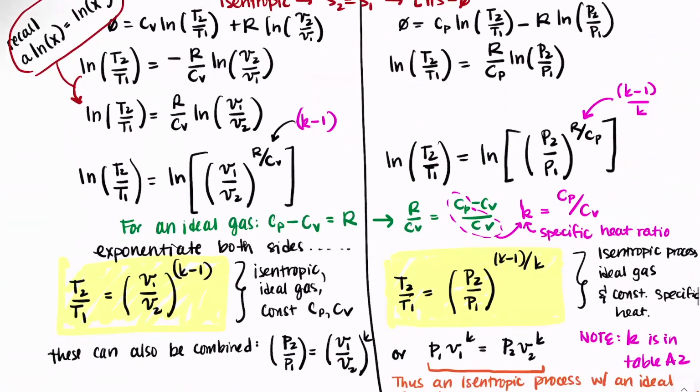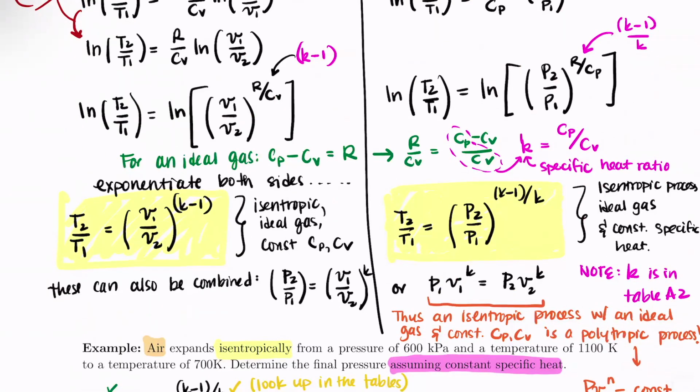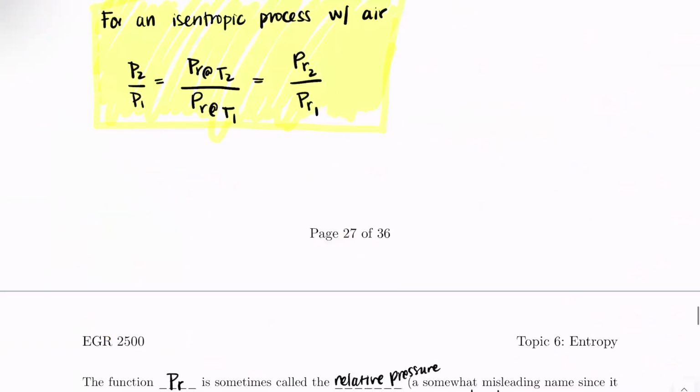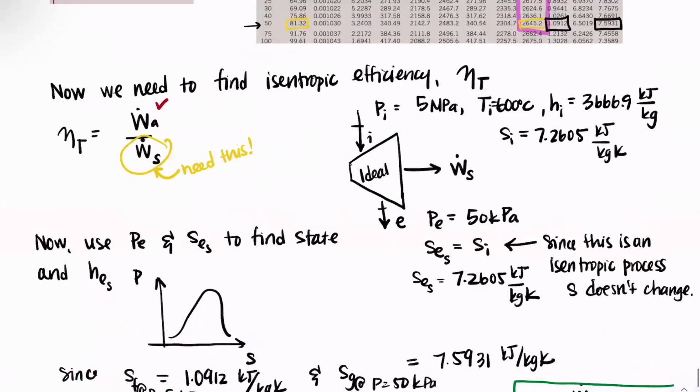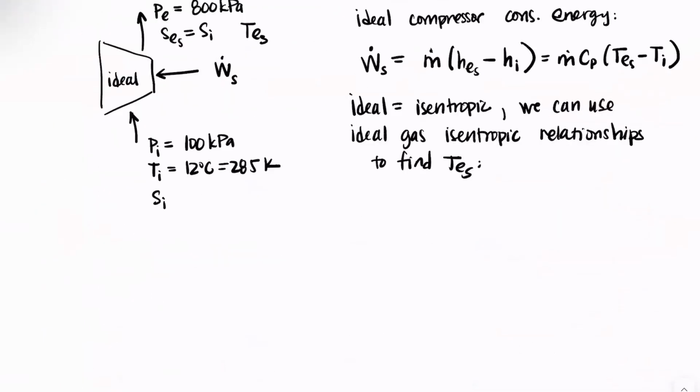Okay, so we can relate ratios in temperature to either ratios in pressure or specific volume. In this problem, we're given pressure, so I'm going to use the equation on the right-hand side here, okay? Which is the following. So we're going to use TES over TI is equal to PE over PI raised to K minus 1 divided by K. All right, and just remember, K comes from the table.